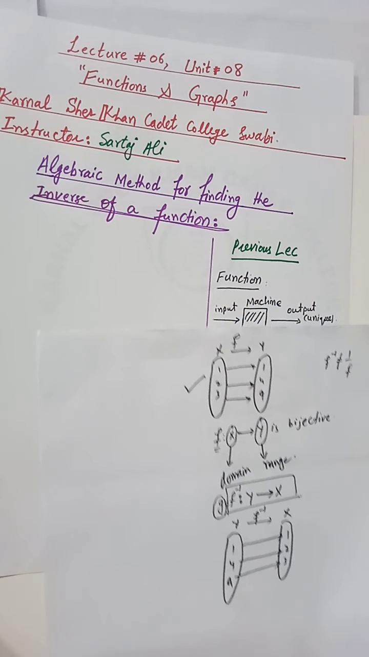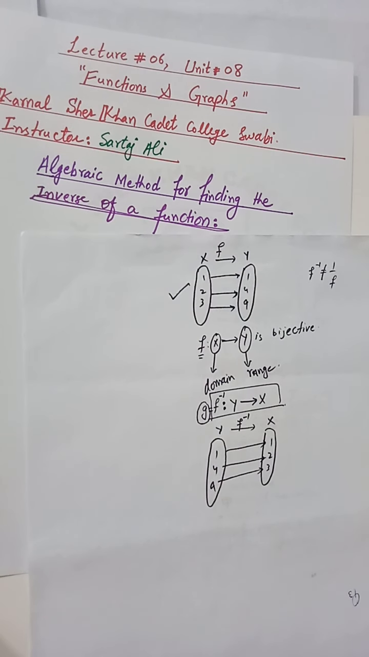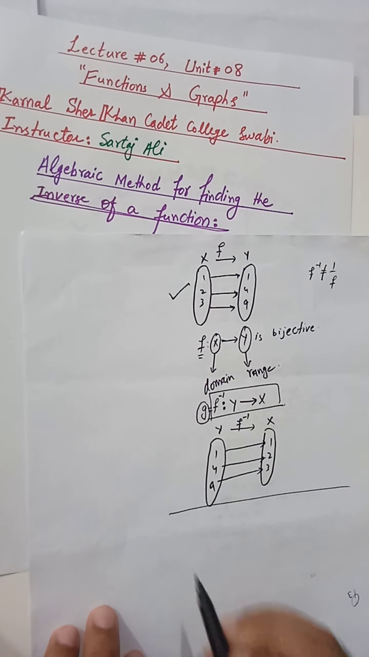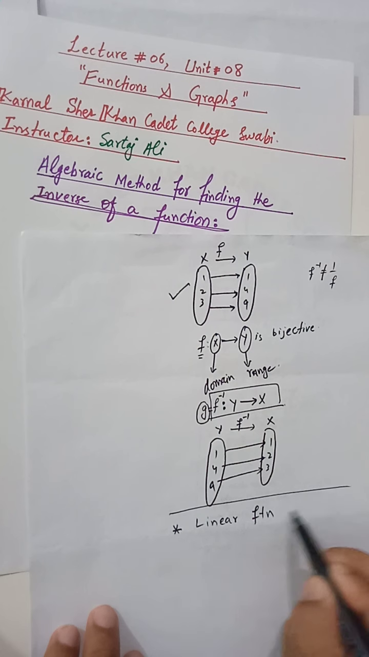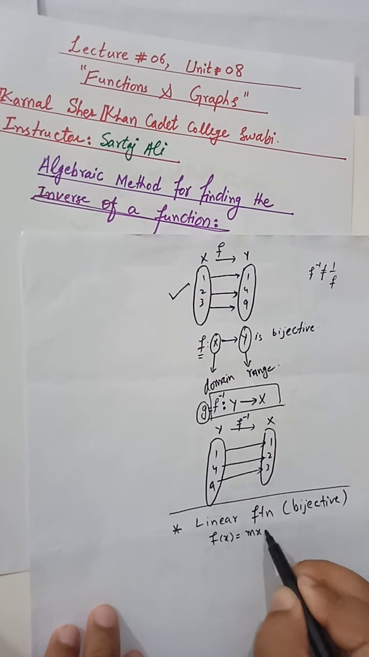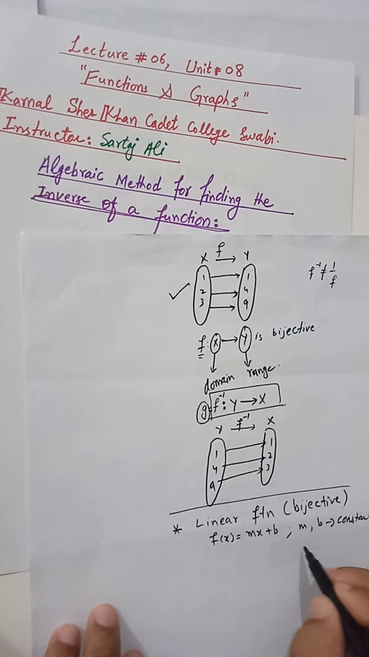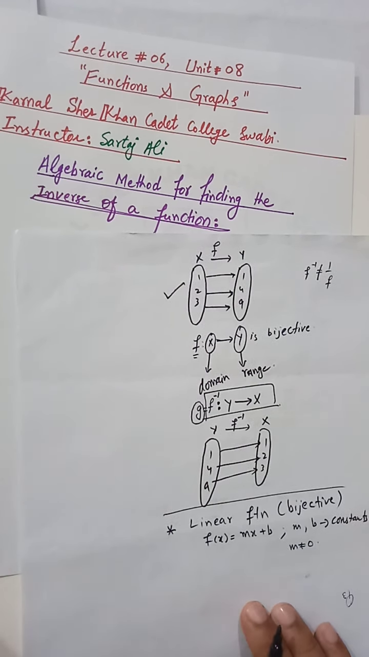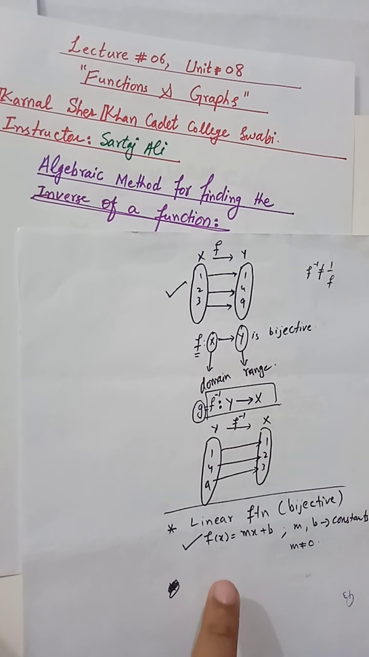Now if a function is given in algebraic form, then how can you find out the inverse of that function? Before discussing that, remember we studied these two points in the last video lecture: linear functions are bijective. All the linear functions are bijective. You know that f of x is equal to mx plus b, where m and b are constants and m is not equal to 0. So this is a linear function, so they are bijective.